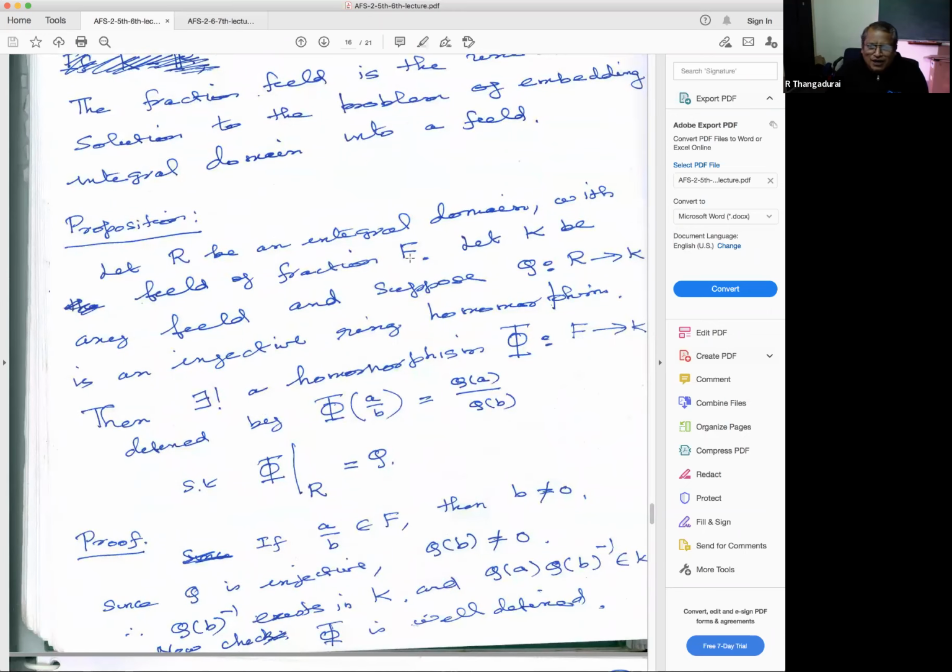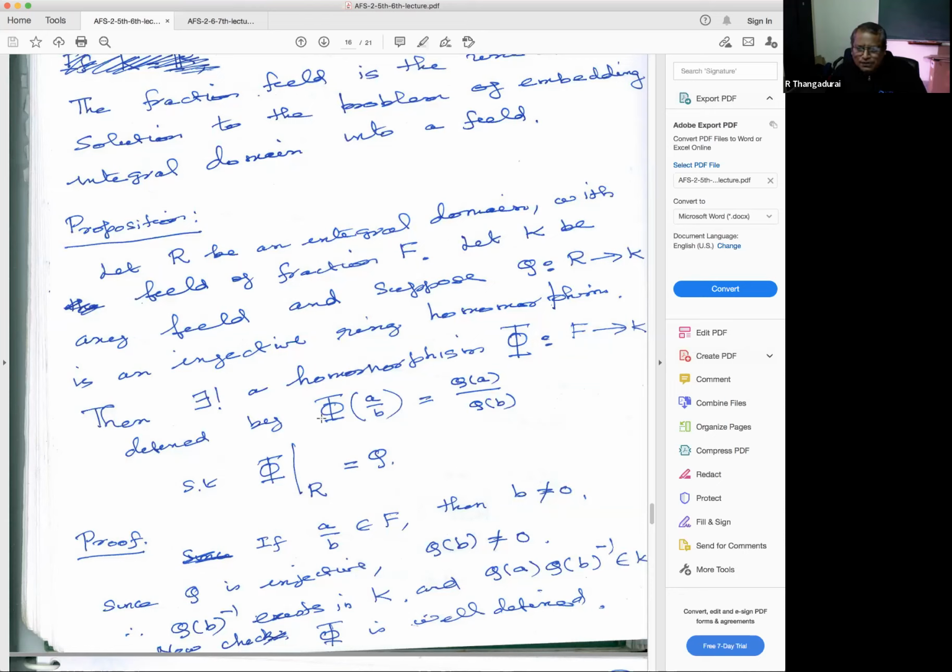Let R be an integral domain with field of fractions F. Let K be any field, and suppose we have an injective ring homomorphism phi from R to K. Then this induces a unique homomorphism from the field of fractions F to K, such that when we restrict this unique map to R, because F contains R, we get back our phi.